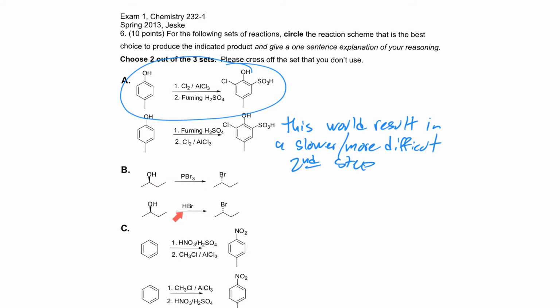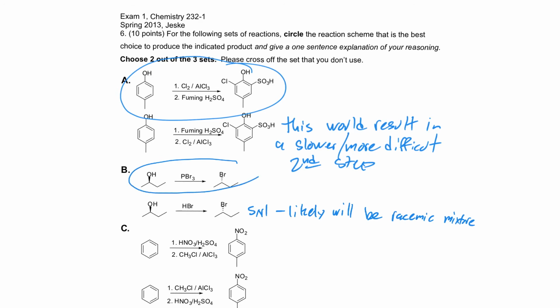What's wrong with HBr? Well, that's probably going to be an SN1 type mechanism, because we'll protonate the OH, lose it as a decent leaving group as water, and then the bromine could come in and attack the cation. So this likely will be a racemic mixture. And so we probably should choose the top so that we can ensure we get just the one stereocenter.